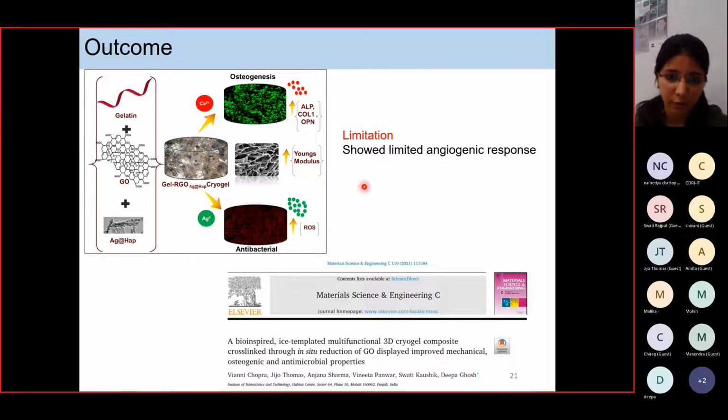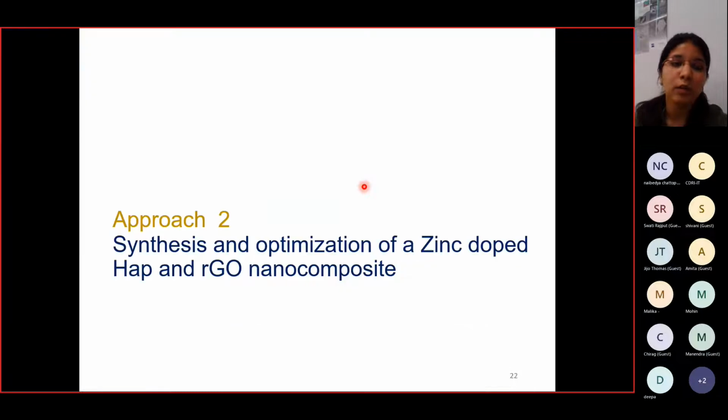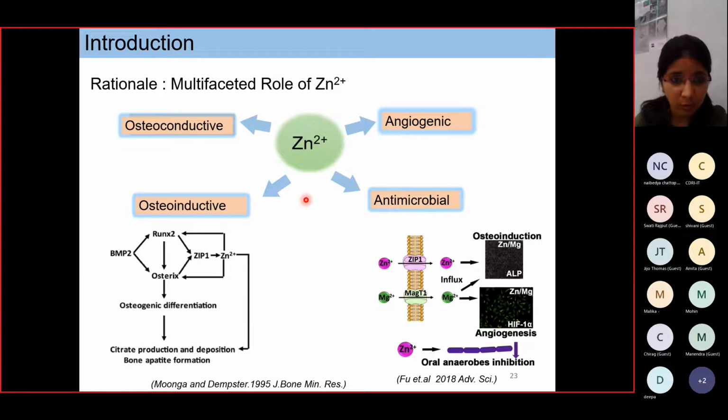silver nanoparticles and hydroxyapatite. So our next study was, because we had begun with those five main parameters, we did not get angiogenesis in the study. So we decided to change our ion, and we went for a zinc doped hydroxyapatite approach and an RGO nanocomposite approach. We have chosen zinc because zinc has been reported to be angiogenic as well as antimicrobial, osteoinductive as well as osteoconductive.